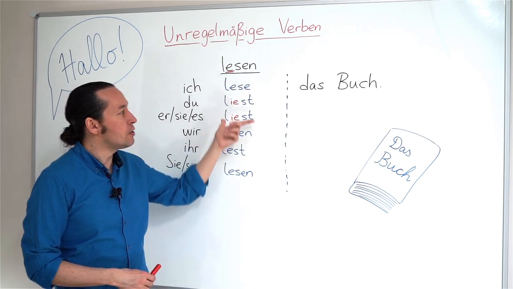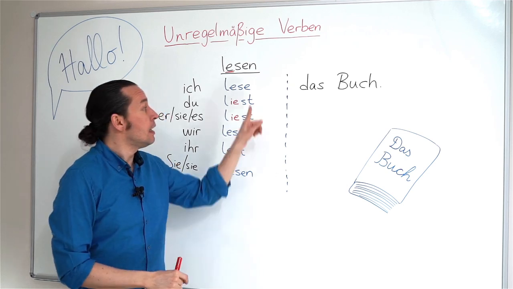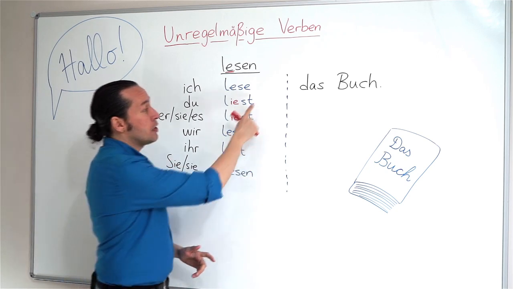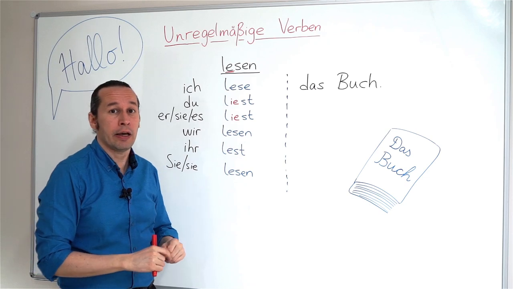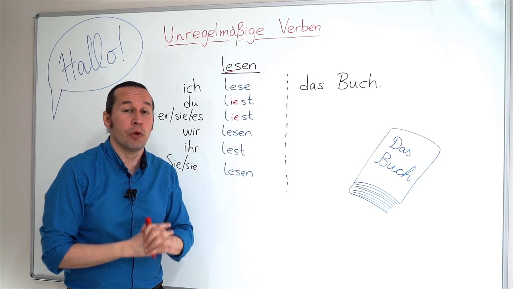Okay? Here, as you noticed, in all the irregular verbs, this is very important, in the second and the third singular forms, there is the transform of e to ie, okay? It could be ie and many other vowels as well, okay?